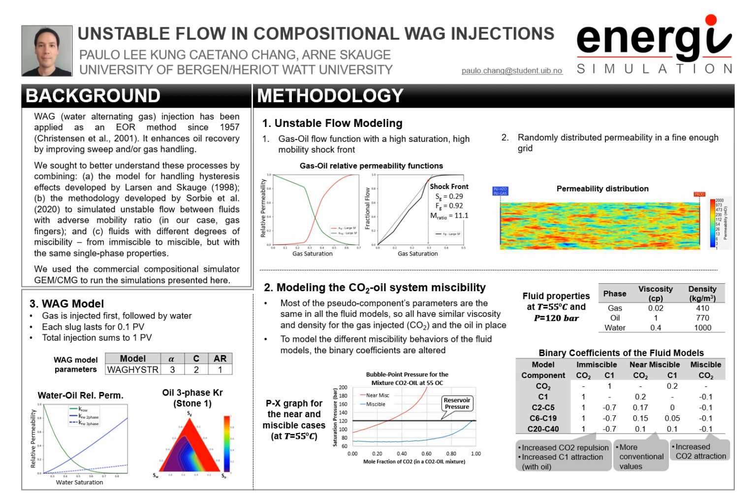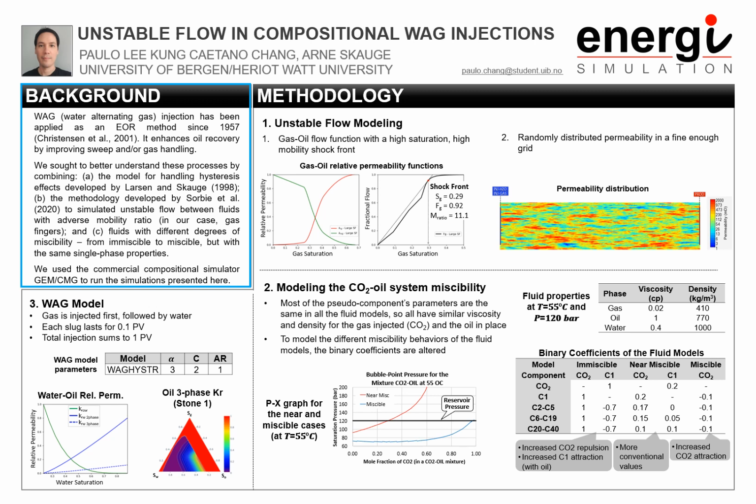The name of this work is Unstable Flow in Compositional WAG Injection. The objective of this work was to improve our understanding of the complex process involved in WAG injection in an unstable flow scenario, in our case using a gas with an adverse mobility ratio with oil.